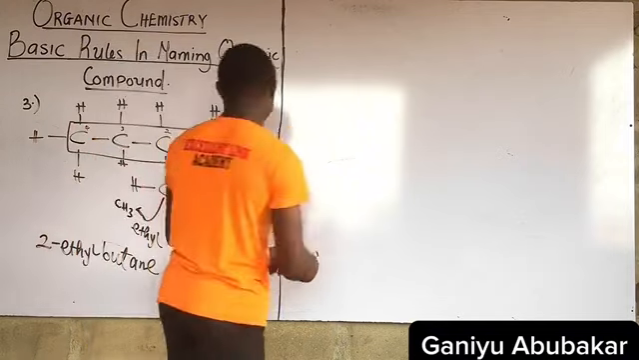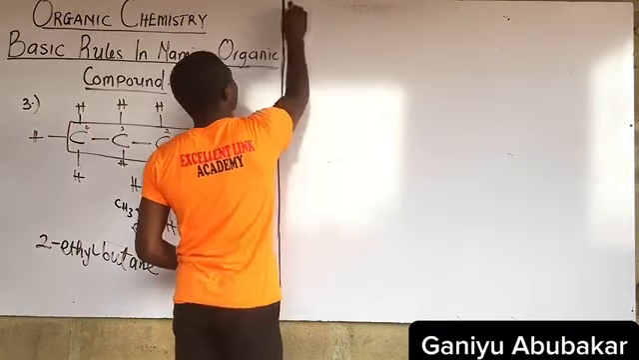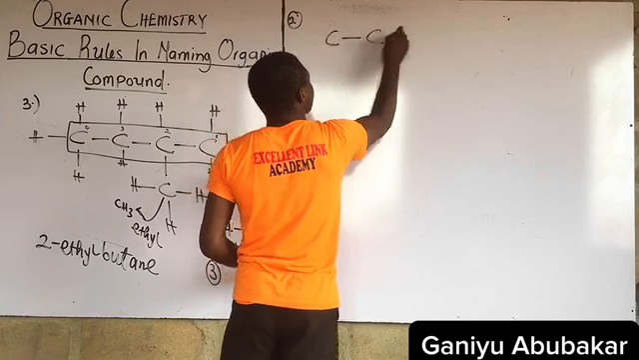Let's name other compounds. Example 2. Let's say I have a compound such as this.